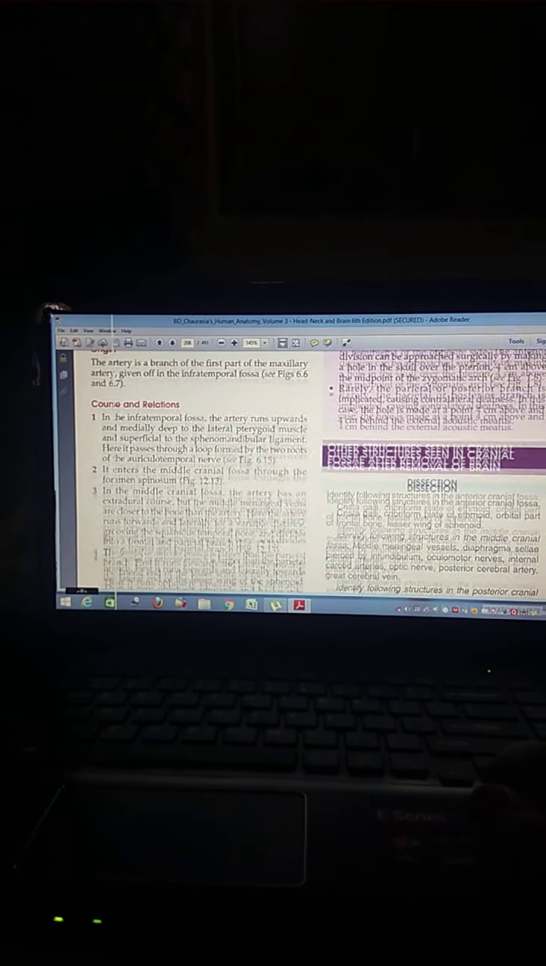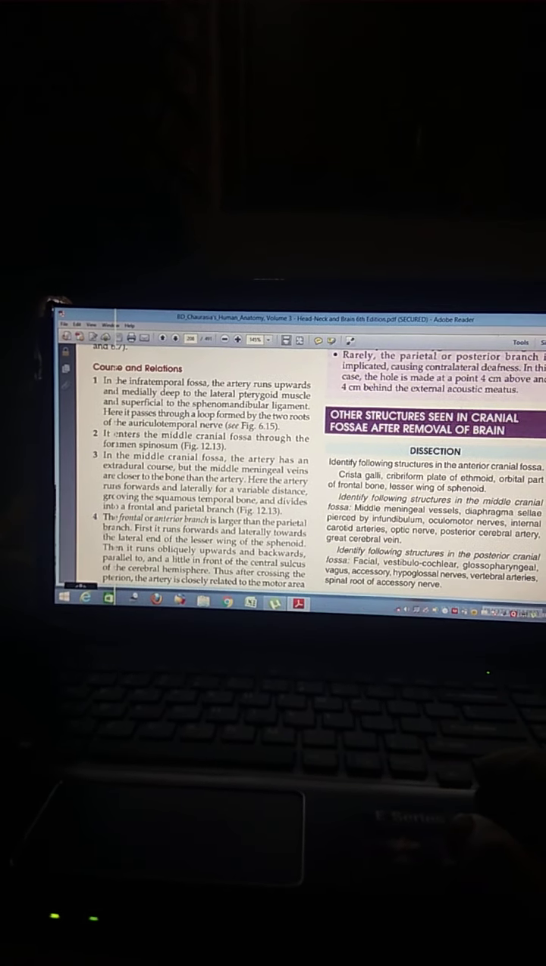The course and the relations. In the infratemporal fossa, the artery runs upward and medially deep to the lateral pterygoid muscle. Here it enters the middle cranial fossa through the foramen spinosum, and in the middle cranial fossa, the artery has an extradural course. The frontal or anterior branch is larger than the parietal branch, and the parietal or posterior branch runs backward over or near the superior temporal sulcus of the squamous temporal bone.